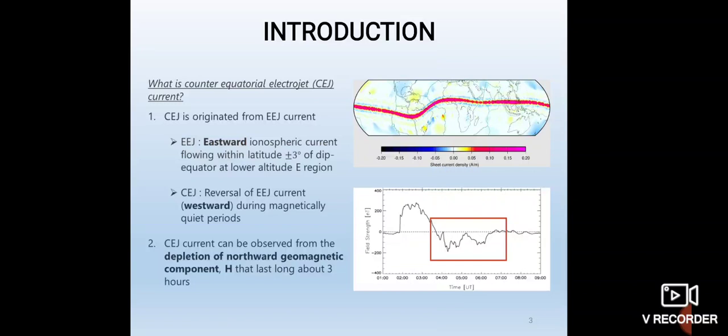CEJ is originated from EEJ current. EEJ is a well-known ionospheric current that flows eastward at the equator of E region. Meanwhile, CEJ is the reversal of EEJ current. It flows westward during magnetically quiet periods. CEJ current also is defined as the depletion of the horizontal geomagnetic component H that lasts about 3 hours.